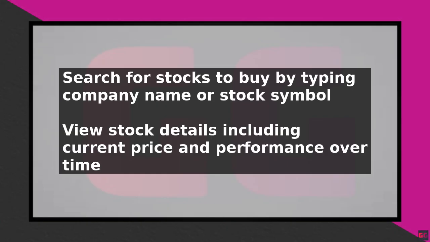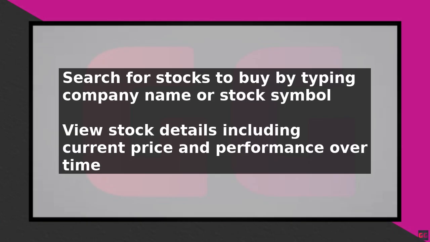You can do this by typing the name of the company or the stock symbol in the search bar. For example, if you want to buy Apple stocks, you can type AAPL in the search bar. After you find the stock you want to buy, you can click on it to view its details. This will show you the current price of the stock, as well as its performance over time. You can also view news and other information about the company to help you make a more informed investment decision.